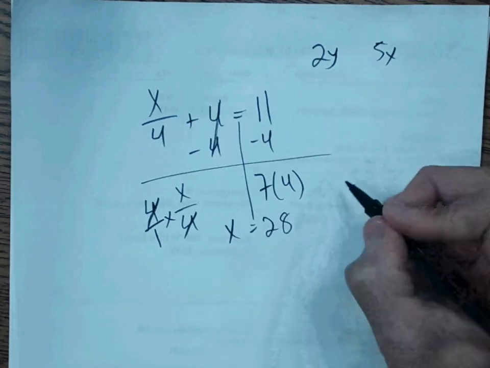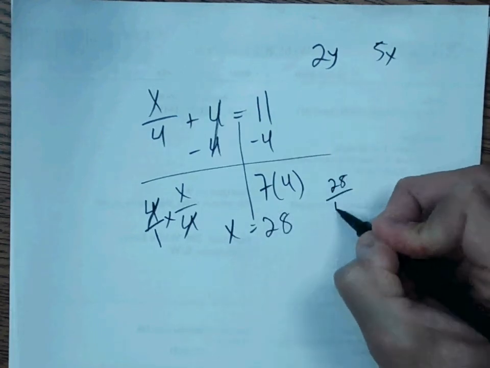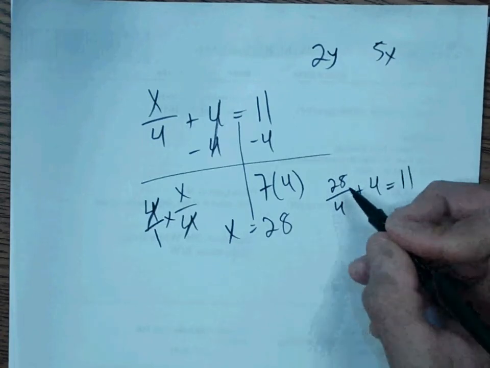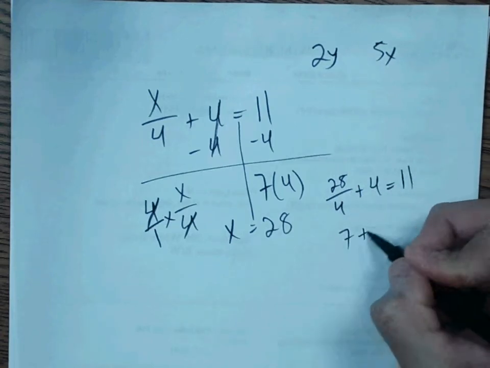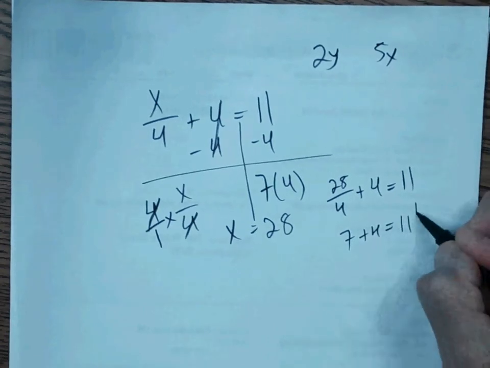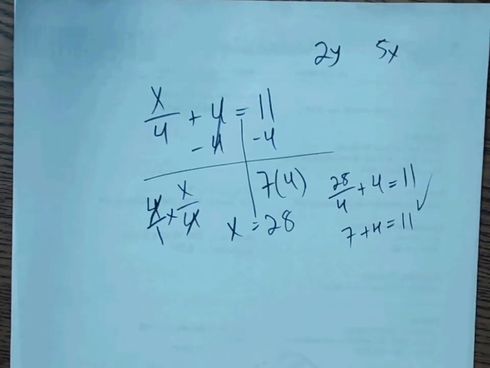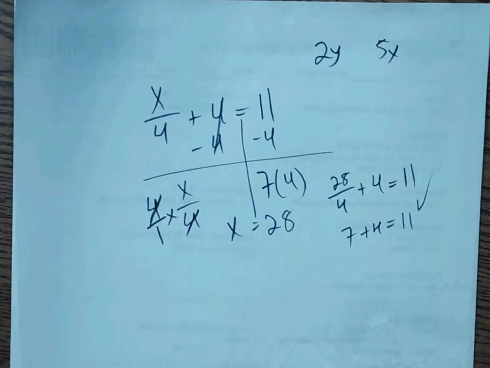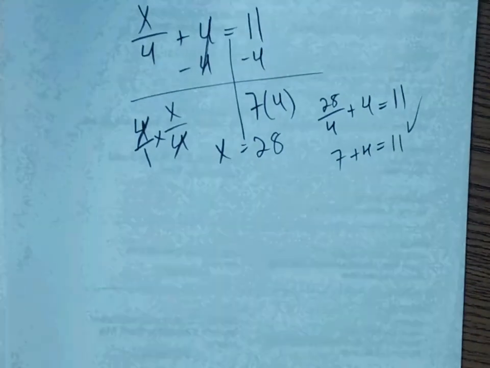Okay, you can even check your answer. 28 divided by 4, because that's what we think x is. Well, 28 divided by 4 is 7. 7 plus 4 does equal 11, so this checks out. So that's pretty straightforward whenever you just have an x as a numerator. However, it does get a little trickier whenever you see something like this.